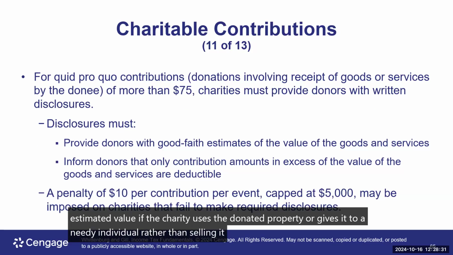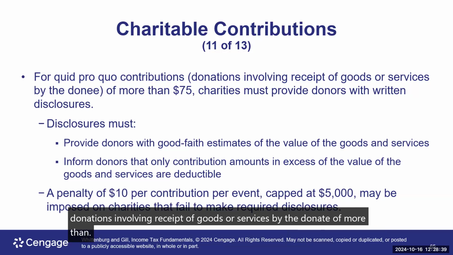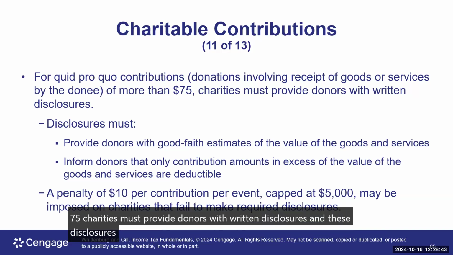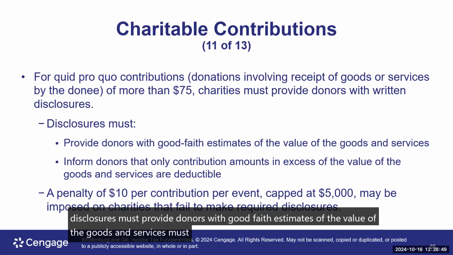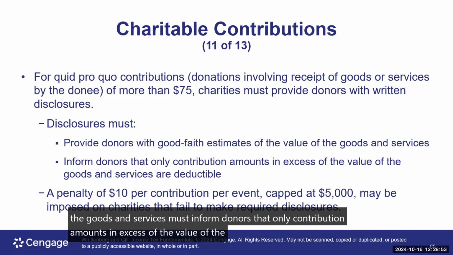So for quid pro quo contributions, these are donations involving receipt of goods or services by the donee of more than $75. Charities must provide donors with written disclosures, and these disclosures must provide donors with good faith estimates of the value of the goods and services, and must inform donors that only contribution amounts in excess of the value of the goods and services are deductible.